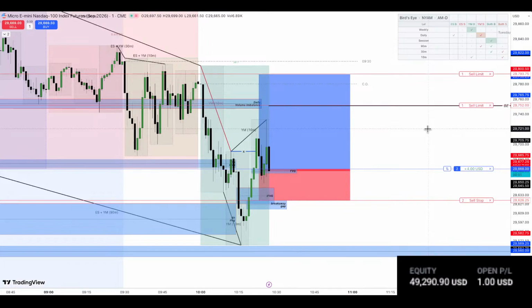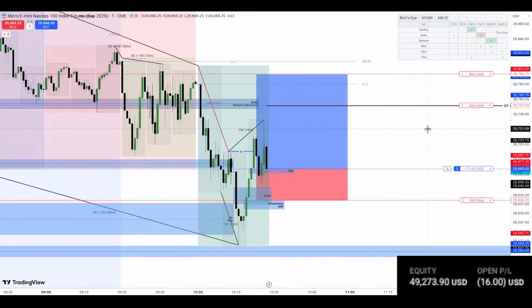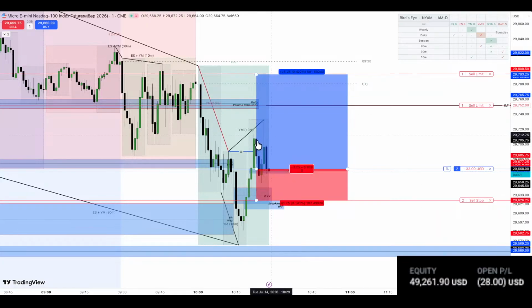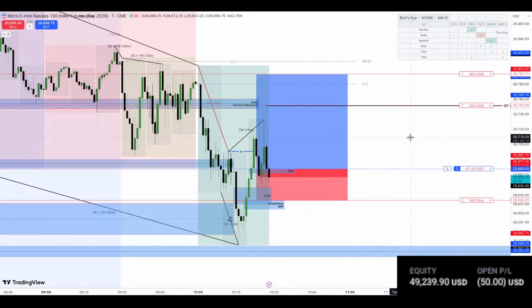Just follow your rules, guys. This is me right now following my rules. I want to see price close above this high right here, this order block right here. If it doesn't, then I'm gonna be out. Let's see, let's see.